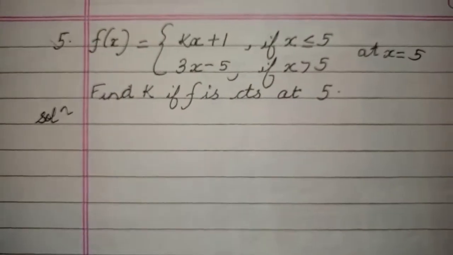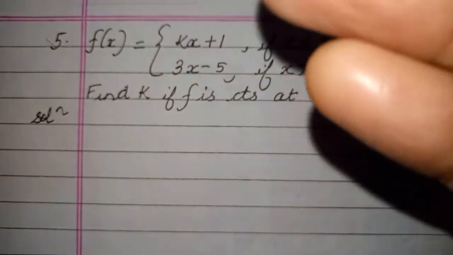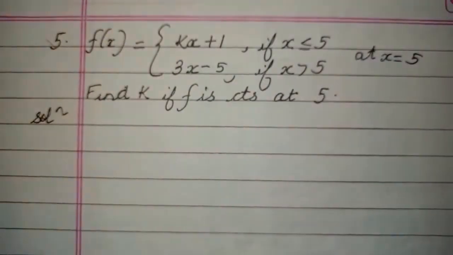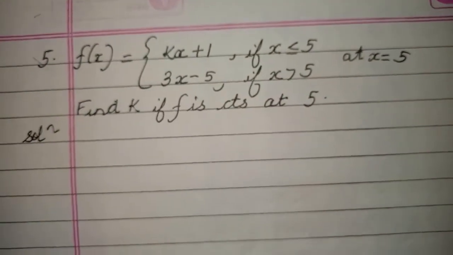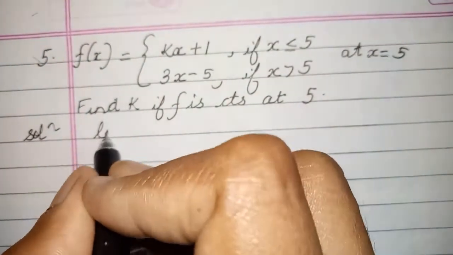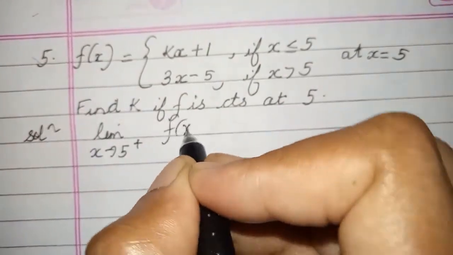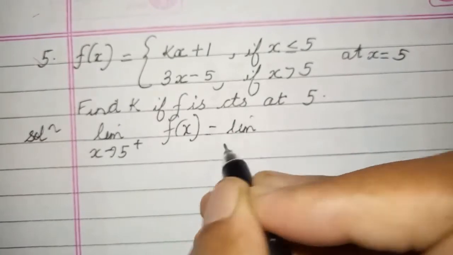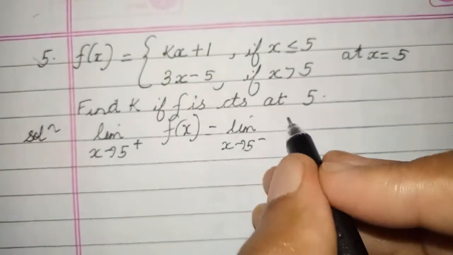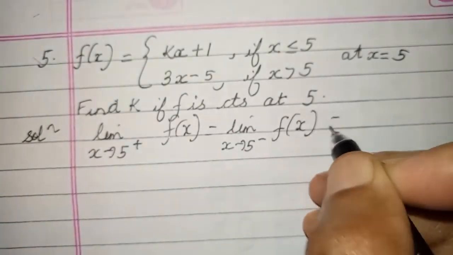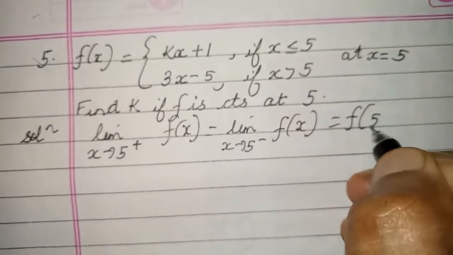So let's find the solution of this. Now you are given that f is continuous at x equal to 5. So I can say limit as x tends to 5 plus f of x is the same as limit as x tends to 5 minus f of x, same as f of 5.